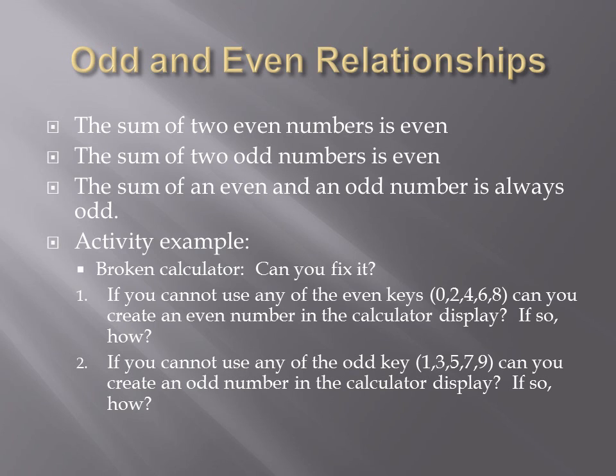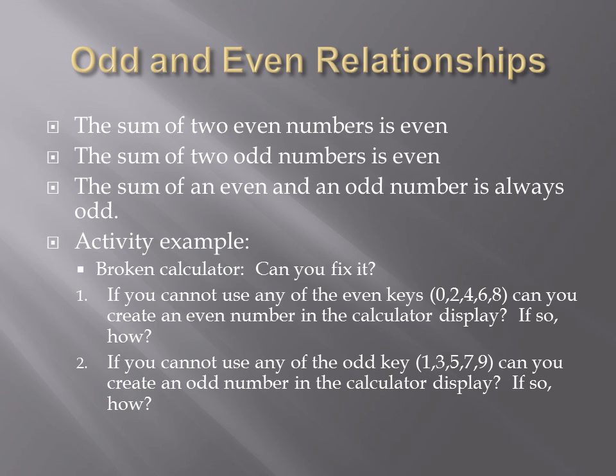Can you fix it? Question 1. If you cannot use any of the even keys, 0, 2, 4, 6, and 8, can you create an even number in the calculator display? If so, how? If you cannot use any of the odd keys, 1, 3, 5, 7, and 9, can you create an odd number in the calculator display? If so, how?